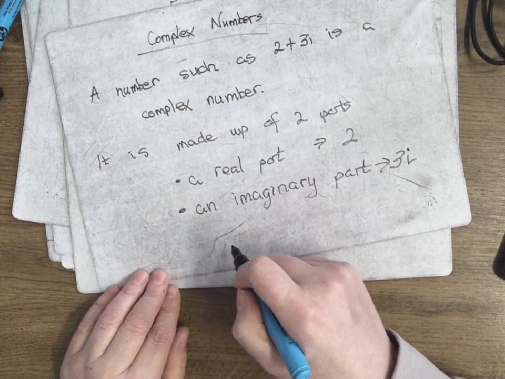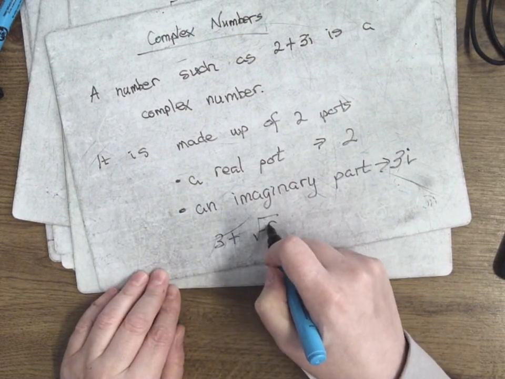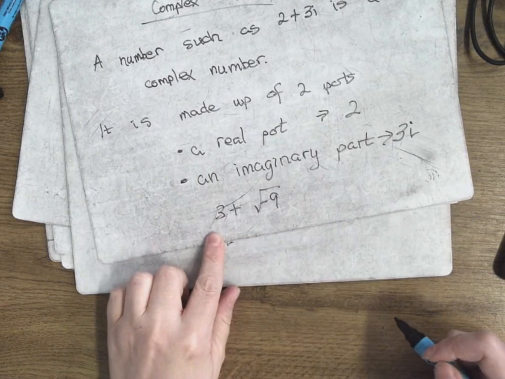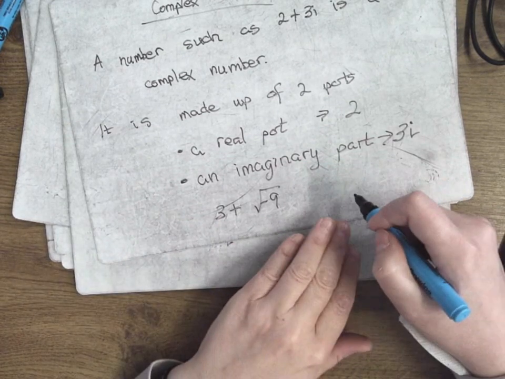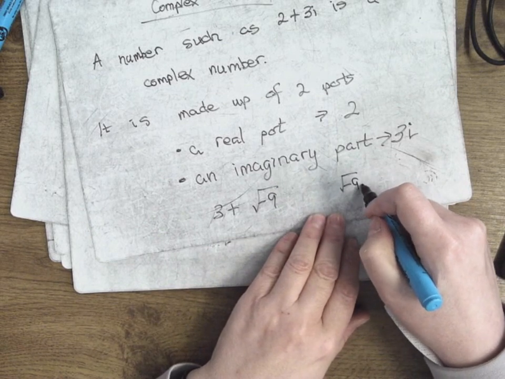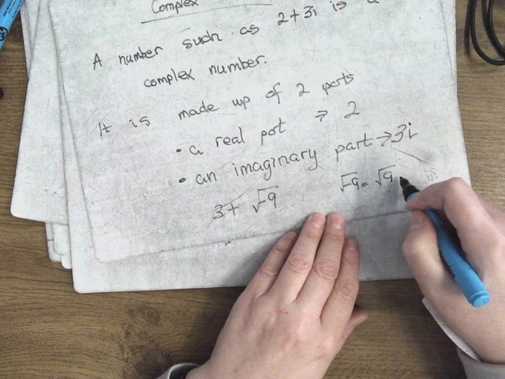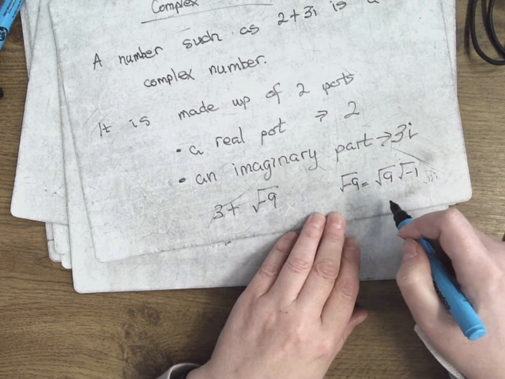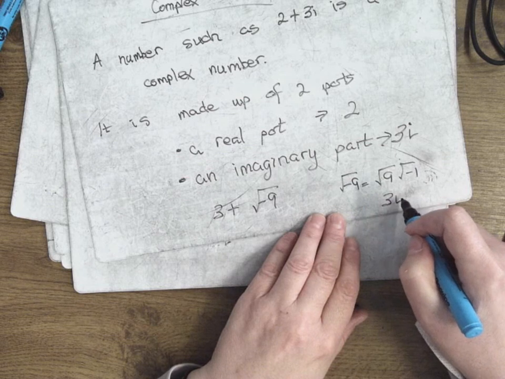So then if I had something like 3 plus the square root of minus 9, I use the minus 9 to turn it into what I had a minute ago. So how would I write the square root of minus 9? As the square root of 9 multiplied by the square root of minus 1. So square root of 9 is what? 3. The square root of minus 1 is written as i.